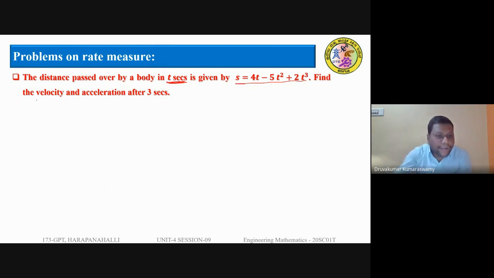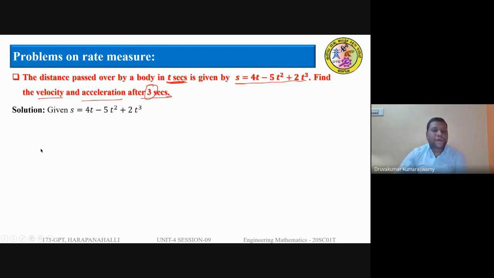Then what we have to find out? We have to find velocity and acceleration after 3 seconds. After 3 seconds means they have given t is equal to 3 seconds. So first we have to find velocity after 3 seconds, and acceleration after 3 seconds also we can find.